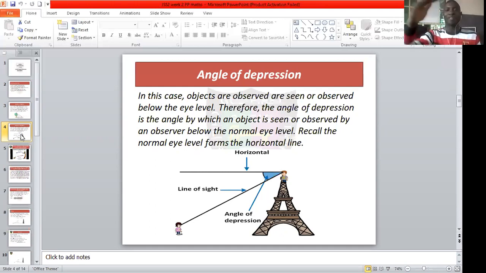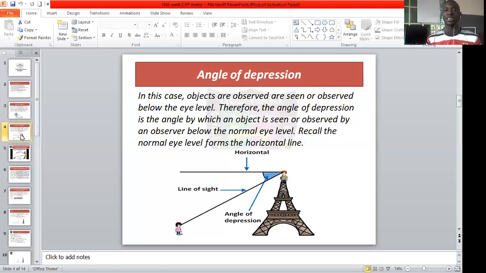This is the normal eye level. So any point at which you see an object below the normal eye level, the angle it makes with the normal eye level is the angle of depression. Because this is the normal eye level and you're looking below. So the angle it makes is the angle of depression. Recall the normal eye level forms the horizontal line.